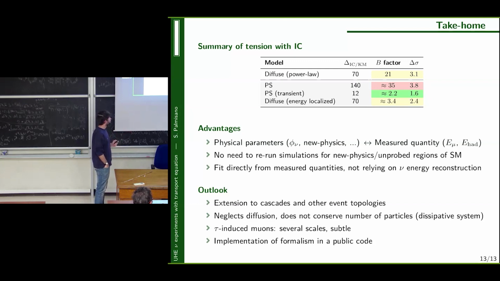Relating to that, tau-induced events are subtle because of the several scales that intervene in the problem, so they need a dedicated treatment. And one long-term aspect of this project is implementation in a public code, which is allowed at past predictions.